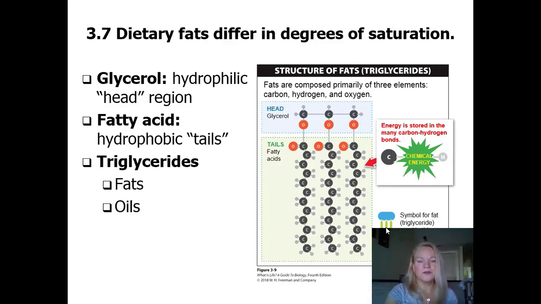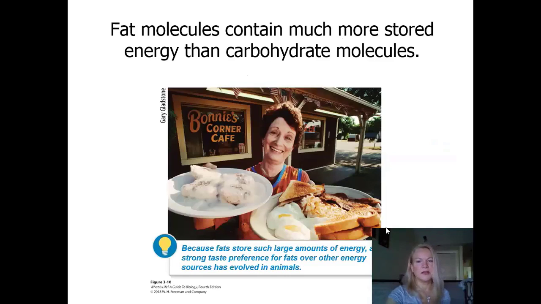And look at though, if you look at all these bonds in here, these carbon to hydrogen, these little gray dots are your hydrogen. Whoa, there's a ton of energy. You can look at that and see that chemical energy that's there. Fat molecules contain much more stored energy than carbohydrate molecules. True story, we already talked about that. Just have to be careful what we eat.